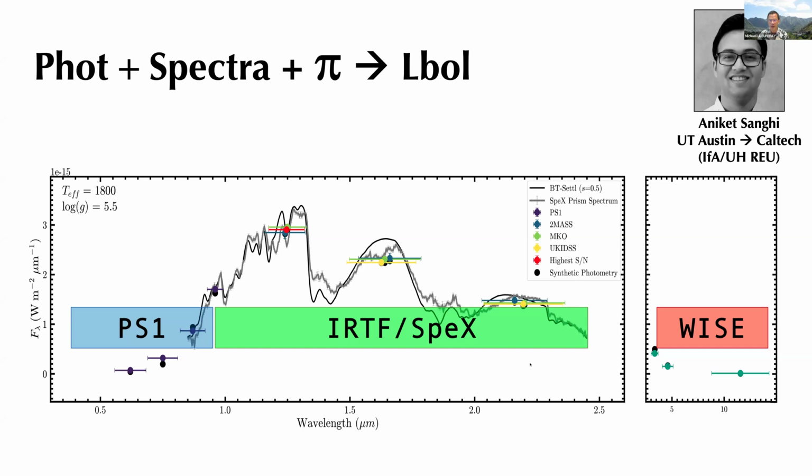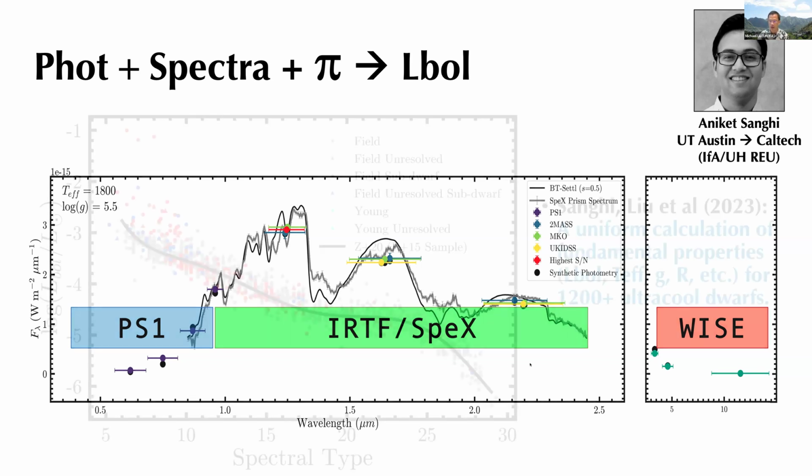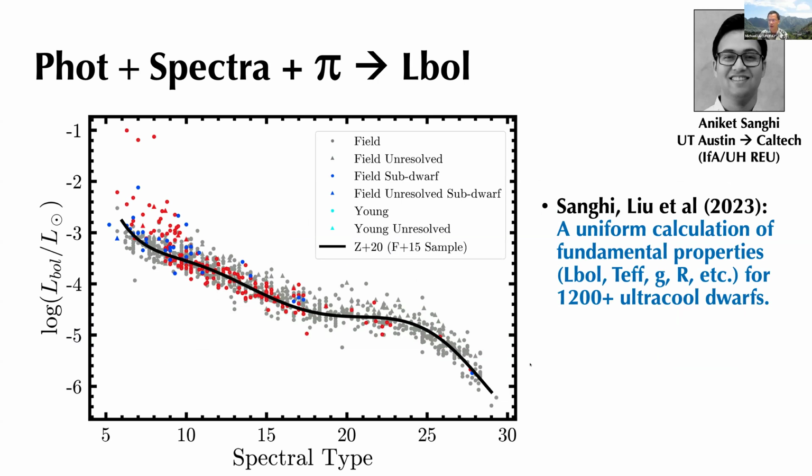He's now a grad student at Caltech, where we took all the photometry and all the spectroscopy and integrated it all to get a uniform analysis of bolometric luminosities. So I think there's more than 1,200 objects in his paper. And from those, we use the age estimates and the bolometric luminosities to derive fundamental properties from evolutionary models like temperature, gravity, radii, and masses. So it's a very large analysis.